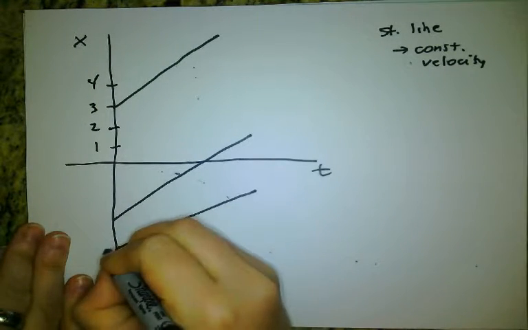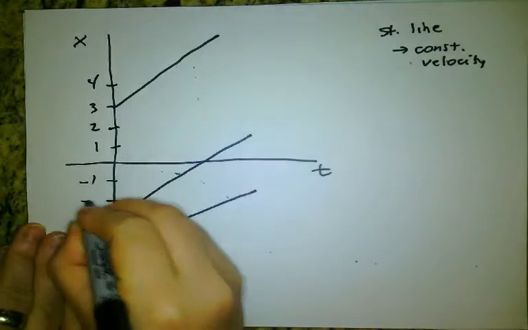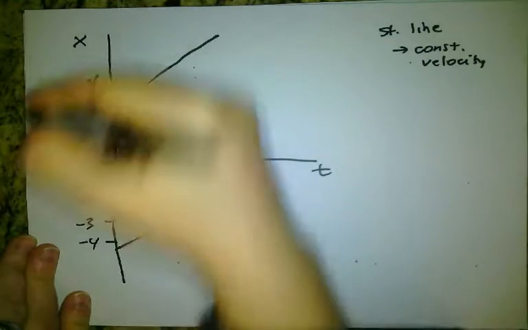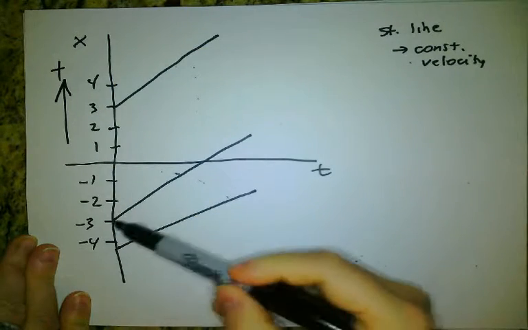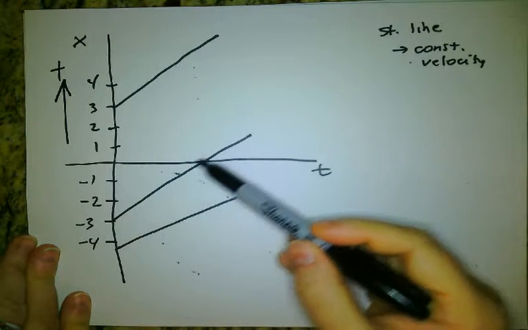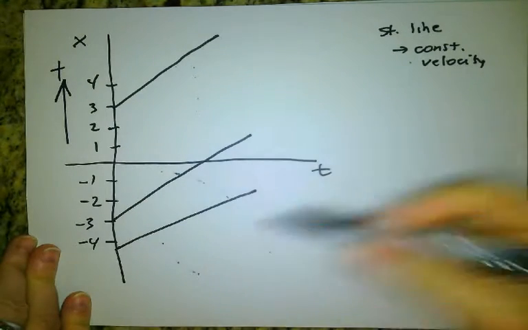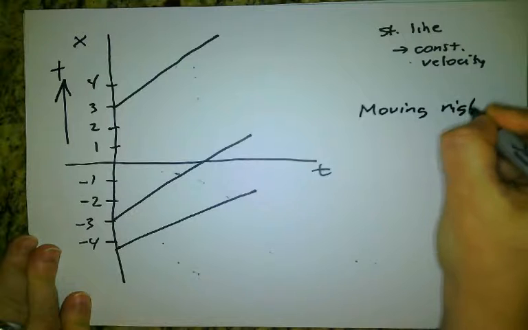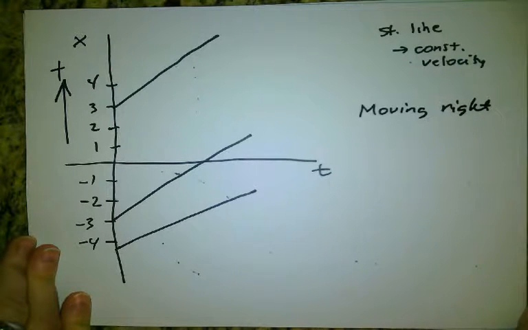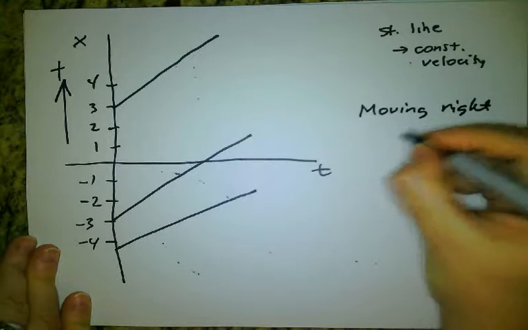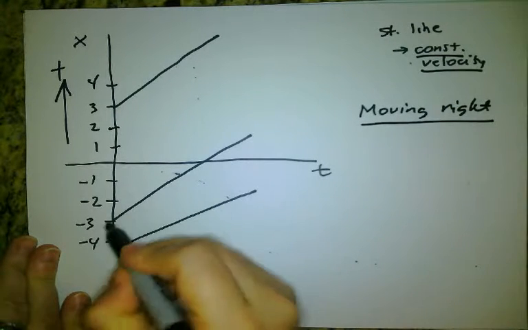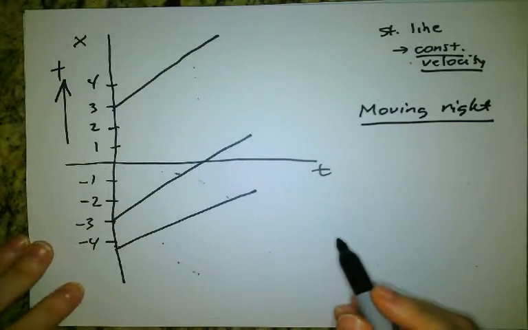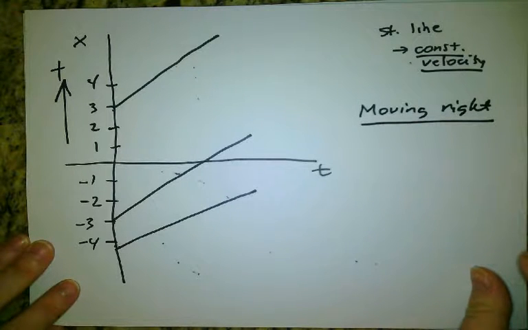And you notice that for all these graphs, what's happening is you're moving in the positive direction. So the positive direction is this way. Even if you started at a negative number, you're becoming more positive as you go. So all of these graphs represent moving to the right, and they also represent constant velocity. It doesn't matter where you start, as long as the positions are getting more positive, you're moving toward the right on a ruler, and you have a constant velocity.